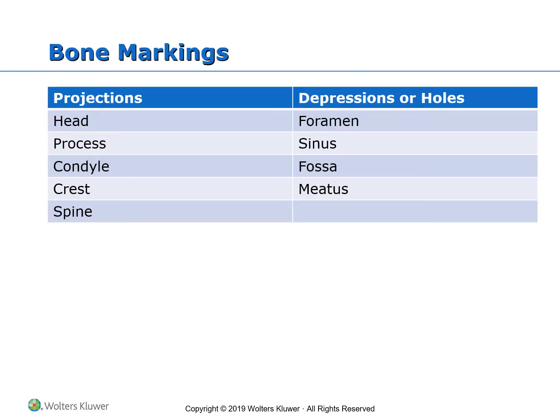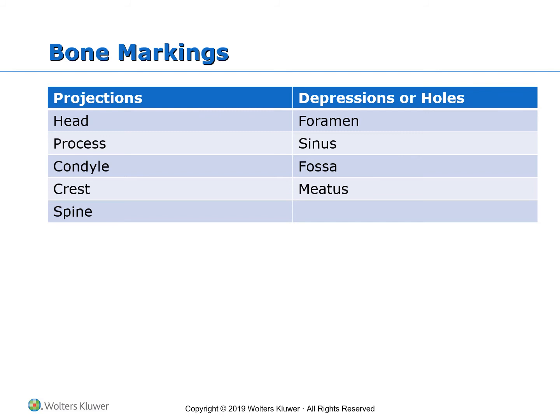In terms of bone structure, we'll have something in addition to just the general shape of a bone. And this is called bone markings. And there are some distinguishing features on the surface of the bone. We may have what is called projection. And let's look at and describe a few of them.